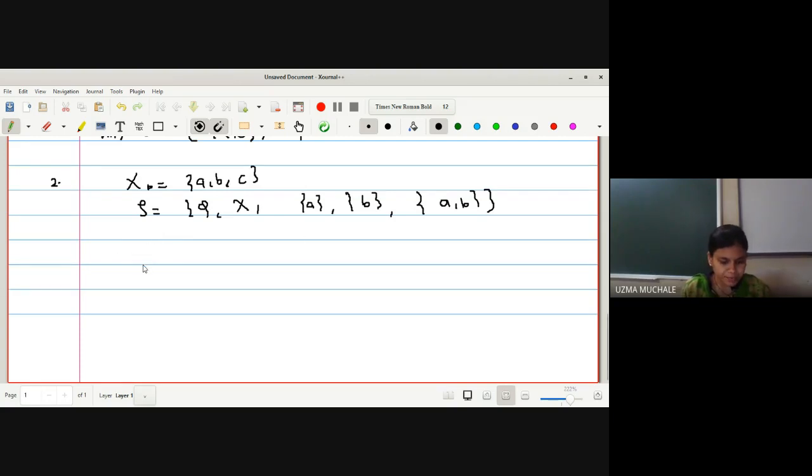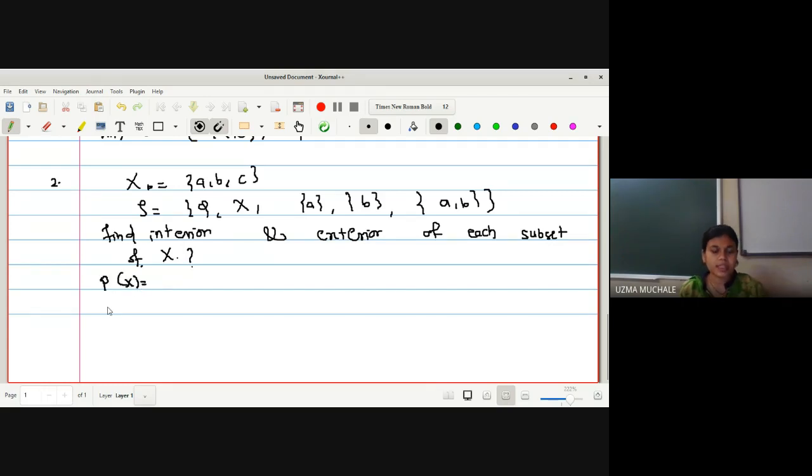Okay, find the interior and exterior of each subset of X. How many subsets of X will be there? Just like the power set of X. This power set of X is the collection of all subsets of X.